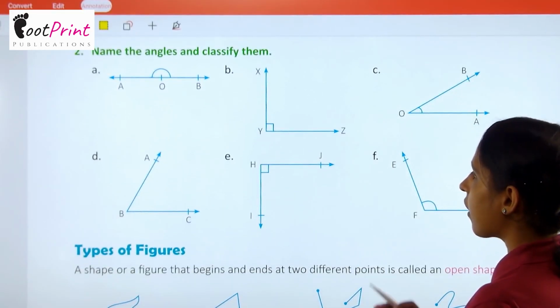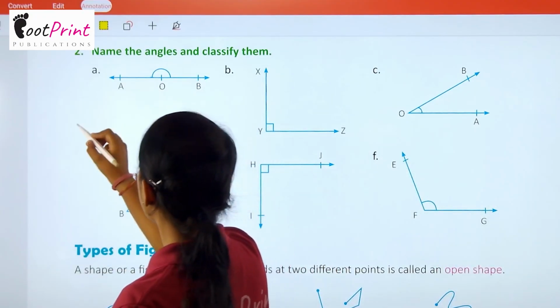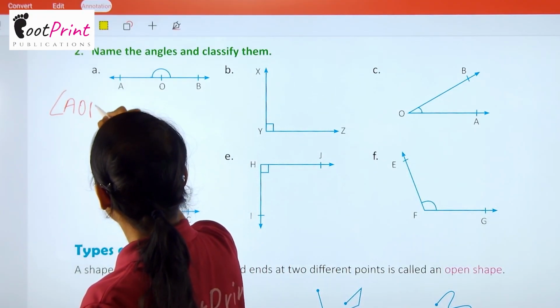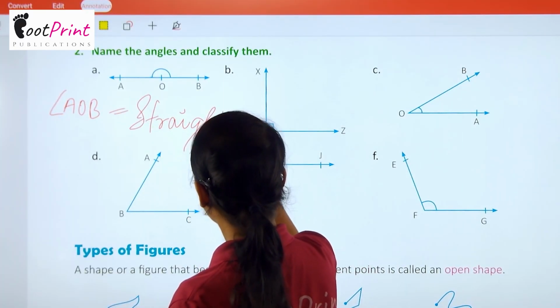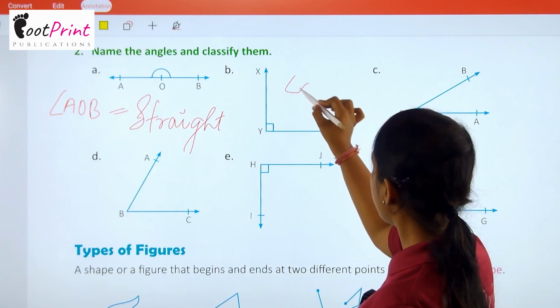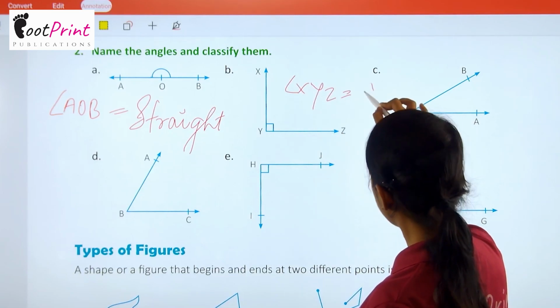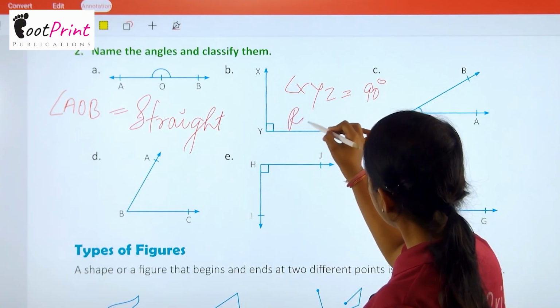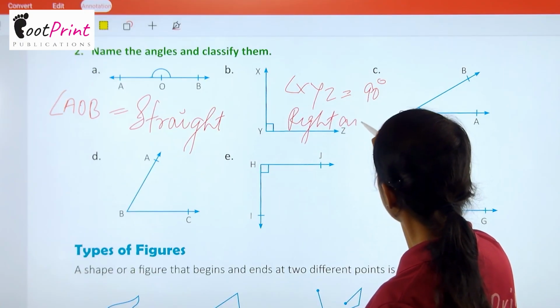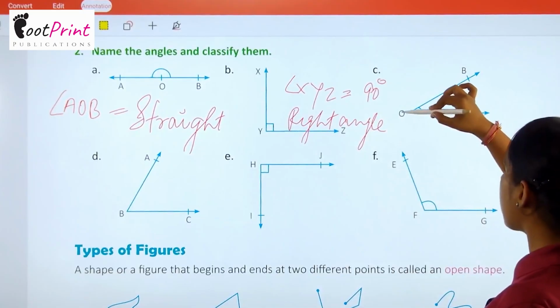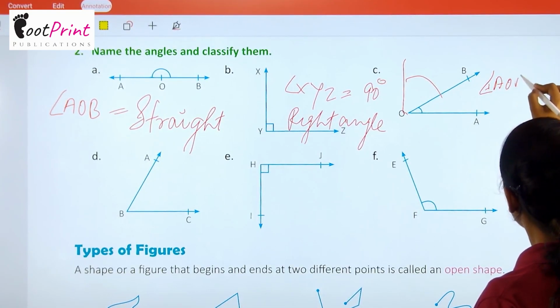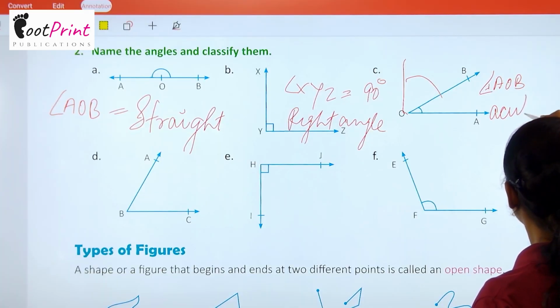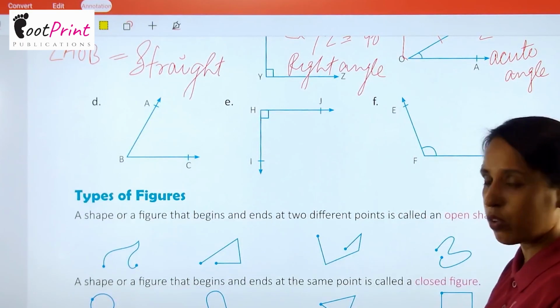अब हमें क्या करना है, angles की naming करनी है. So here angle AOB, और angle AOB किसको show कर रहा है? Is a straight angle. Okay, here angle XYZ equals 90 degrees. That is a right angle. Okay. In this, it is less than 90 degrees. So we can say angle AOB is an acute angle. Okay, just like that you will solve all the questions.